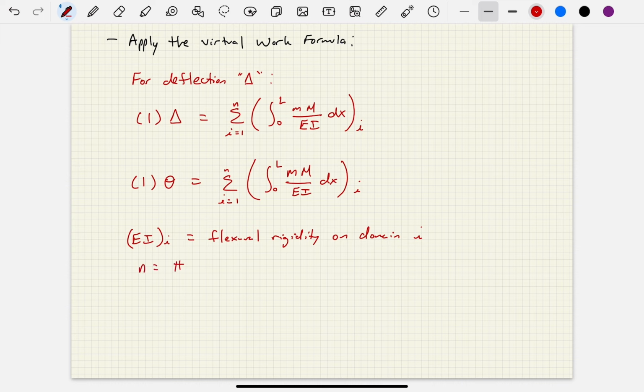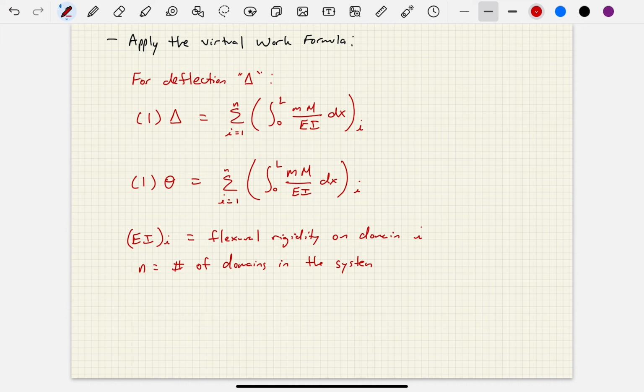N is the number of domains in the system. So what does that mean? That means this is the number of segments after something changes. Remember, when you do method of sections, we typically make a cut section after every abrupt change on the system. Every time you have a geometric change or every time you encounter a new applied load, you have to make another cut section. So N is the number of domains, or really the number of cut sections you're going to end up having for a particular system. And we'll see some examples of this in some follow-up videos.